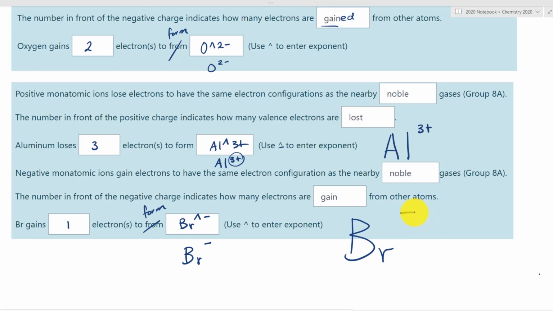And that is how you use a periodic table to write chemical formulas for any monoatomic ions in groups A. And then we also learned how many electrons are lost or gained to form those ions.